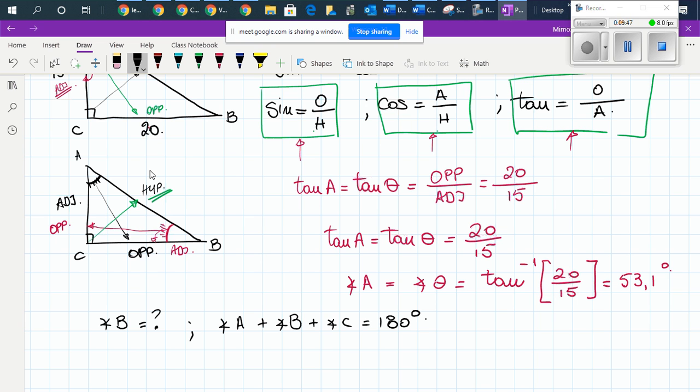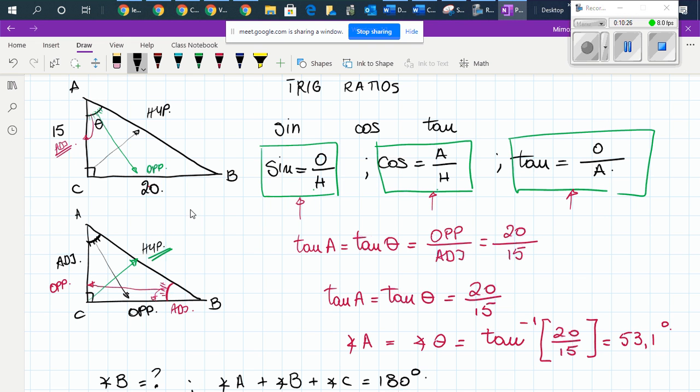So in this case, angle A is 53.1 plus angle B plus 90 degrees is equal to 180 degrees. From here, we find that angle B is equal to whatever the calculator is giving you, which will be 36.9 degrees.